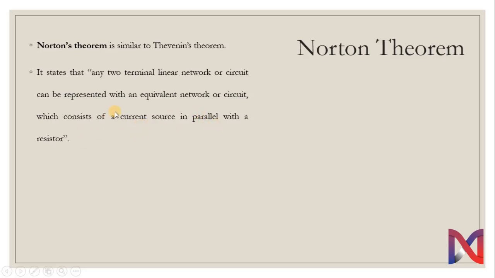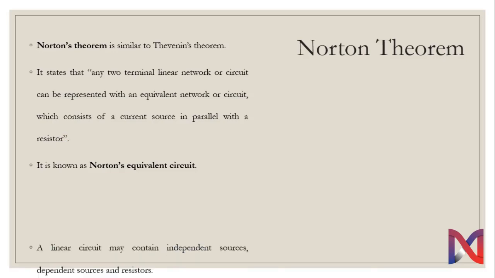You may remember that in Thevenin theorem we had a Thevenin's voltage connected in series with a Thevenin's resistor which was connected to a load. However, in Norton theorem we have a Norton current source connected in parallel with a Norton resistor. The equivalent circuit is known as Norton equivalent circuit.